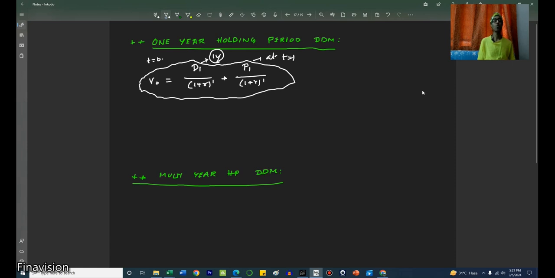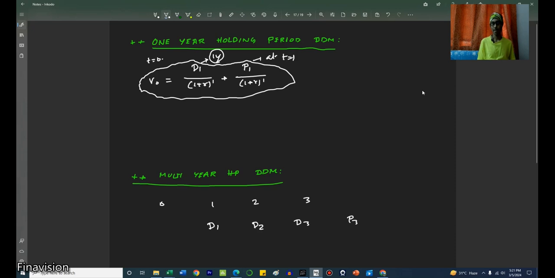Similarly, if you are going to hold it for multiple years, then it becomes different. Let's say you are going to hold it for 5 years, or let's say 3 years. At t equal to 3, the price will become P3. At t equal to 3, you are going to earn a dividend of D3. At time equal to 2, let's say it is D2. At time equal to 1, let's say it is D1.